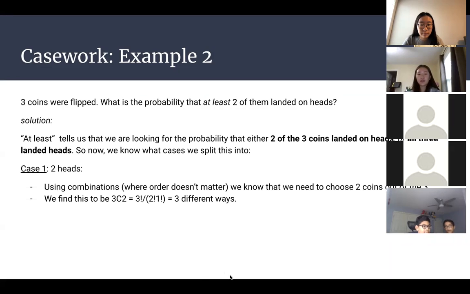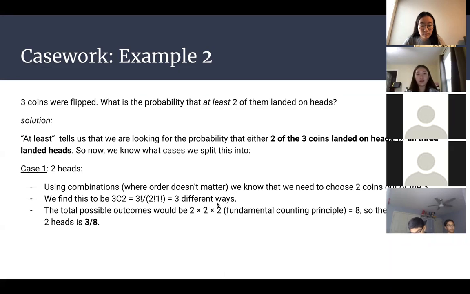So the first case is that only 2 of them landed on heads. And using combinations, where the order doesn't matter, we know that we need to choose 2 coins out of the 3 to be heads. So 3 choose 2 is just 3. So we're finding the probability of each of the cases. The possible outcomes is 2 times 2 times 2 because there's 2 outcomes for each coin and there's 3 coins. So there's 8 possible outcomes. So the probability is 3/8.